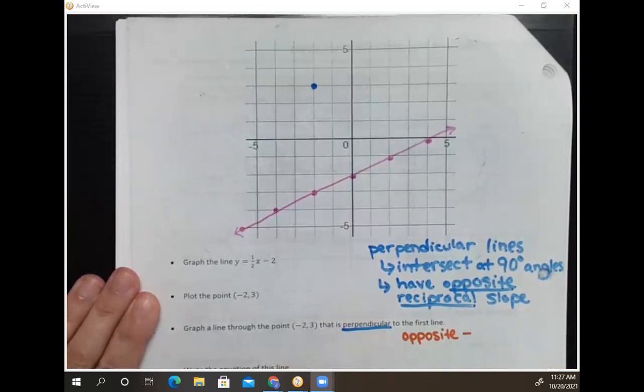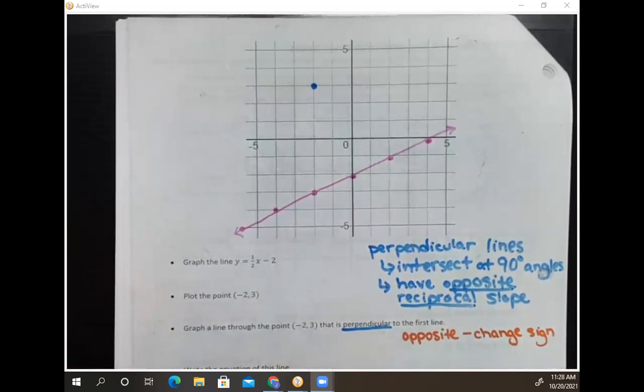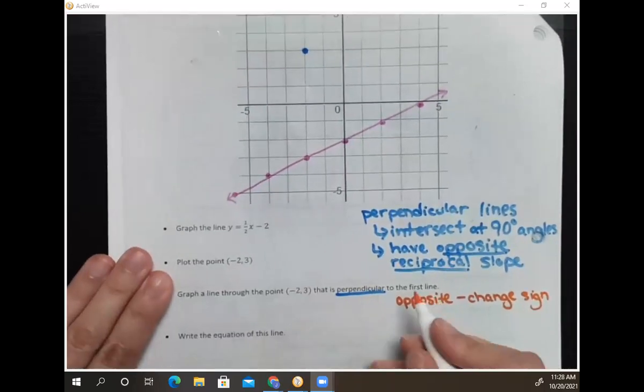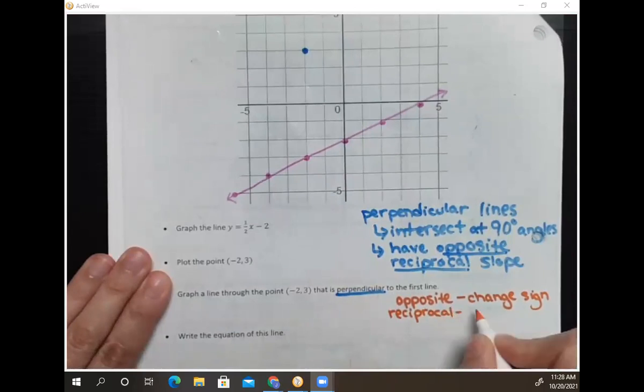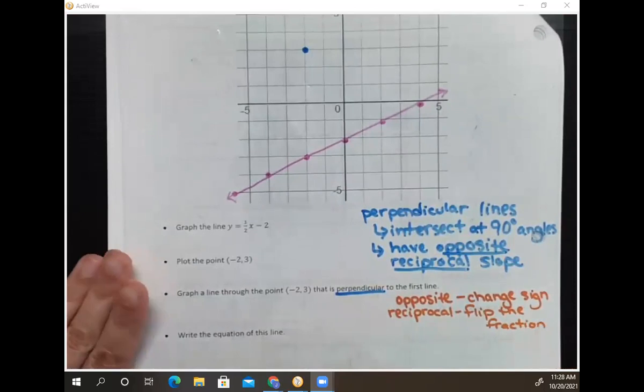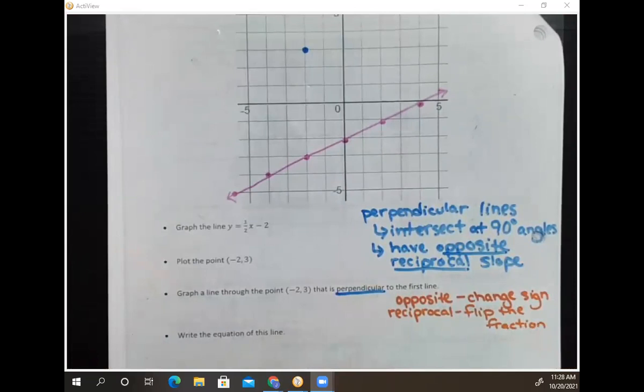If I want to find the opposite reciprocal, the opposite part is going to tell me to change the sign. So if it's positive, make it negative. If it's negative, make it positive. Opposite means change the sign. Reciprocal means flip the fraction. So if it's 3/4, now it's 4/3. That's reciprocal. Flip that fraction. Switch the top and the bottom.